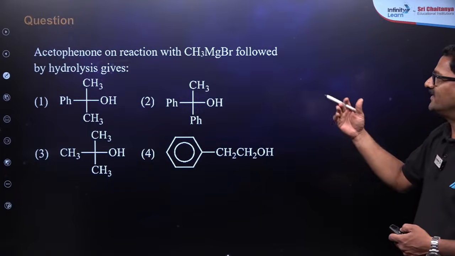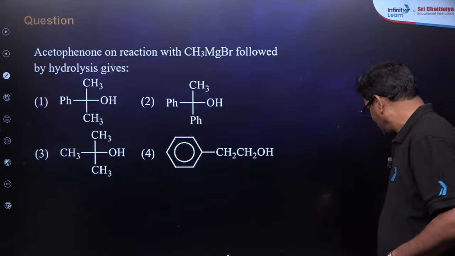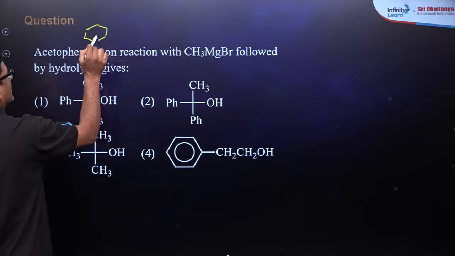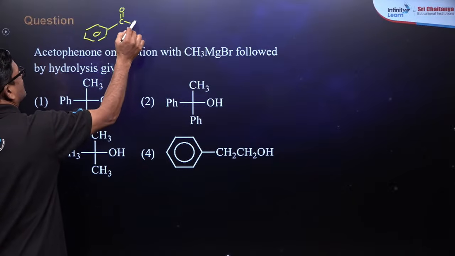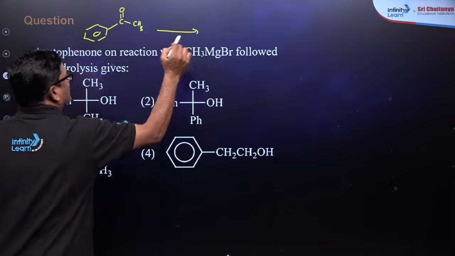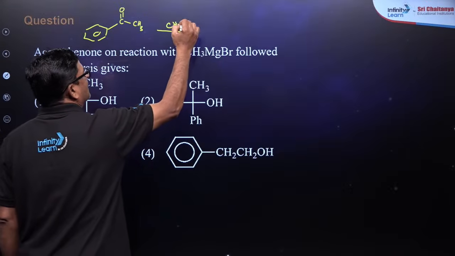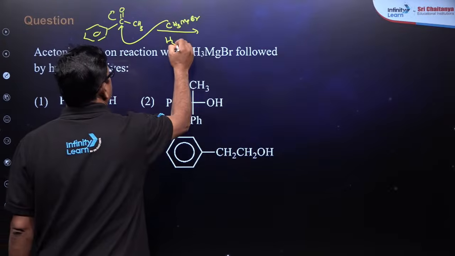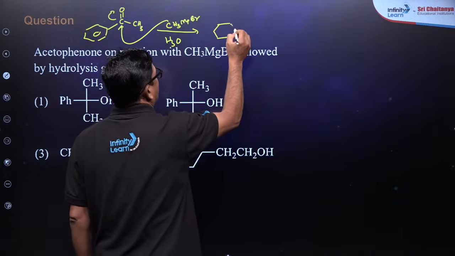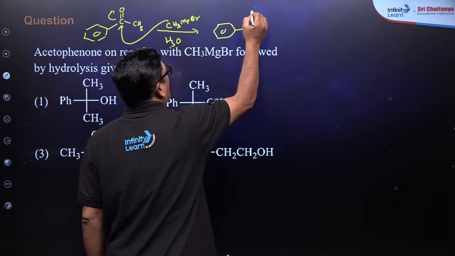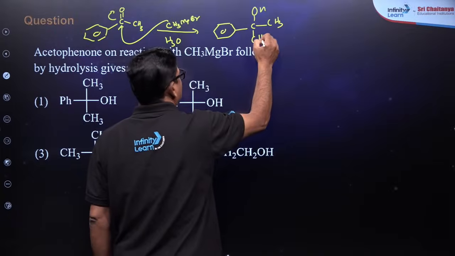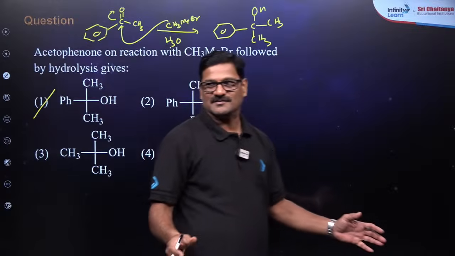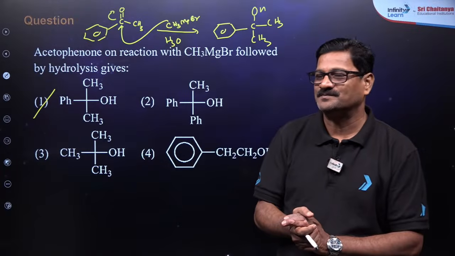And one more question. Acetophenone is treated with methyl magnesium bromide. Again, it's a beautiful question. This is your acetophenone. CH3MgBr, you are going to attack this, followed by hydrolysis. You are going to get benzene with OH, CH3 and CH3. The answer for this question is going to be option 1. What do you say, bachcho?